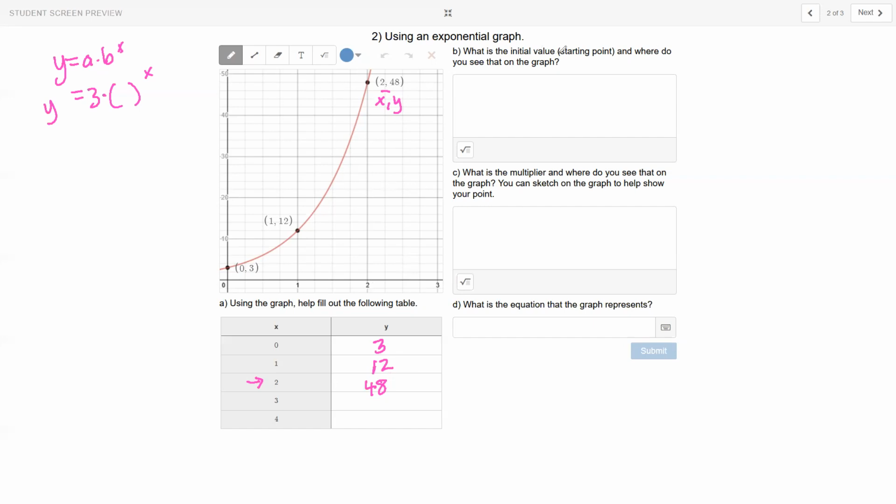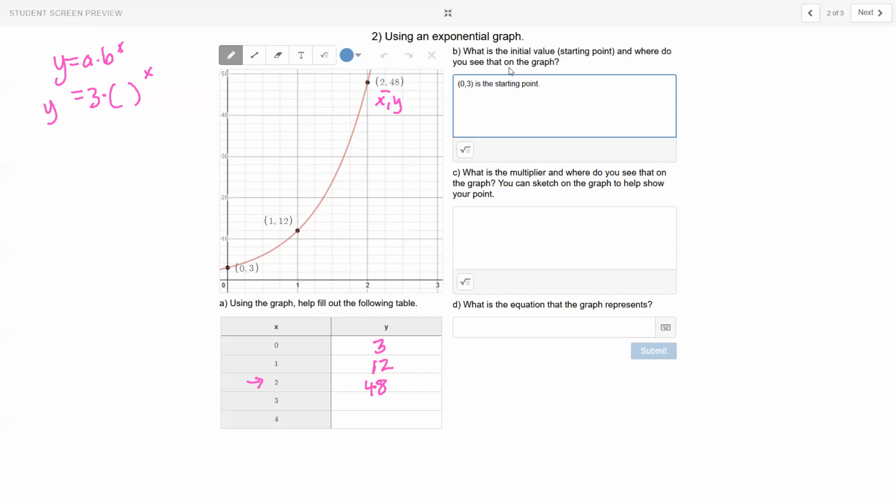What is the initial value, the starting point? Where do you see this on the graph? So where is our starting point, guys? 3. Okay, so go ahead and type in 0, 3. 0, 3 is the starting point. And really it goes through 0, 3, right? It doesn't stop there. So even though we call it the starting point, that's kind of a misnomer.